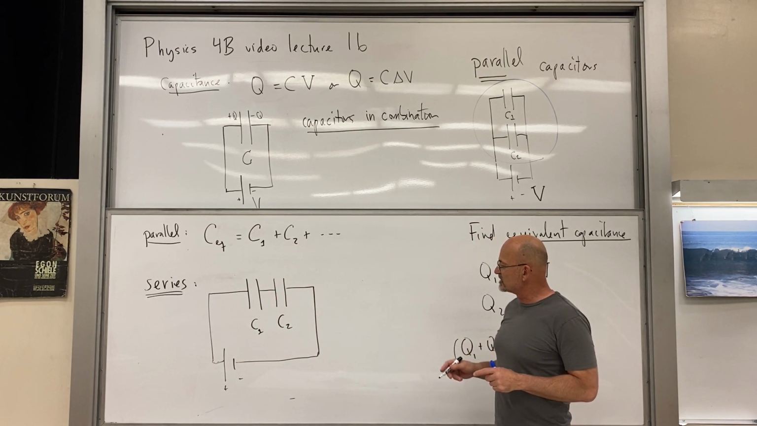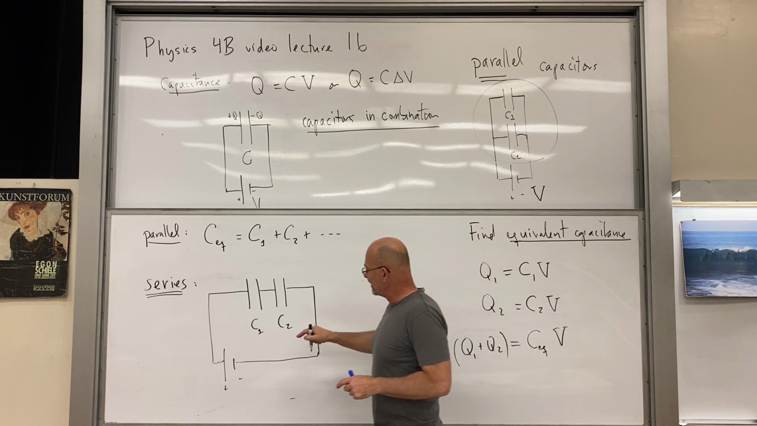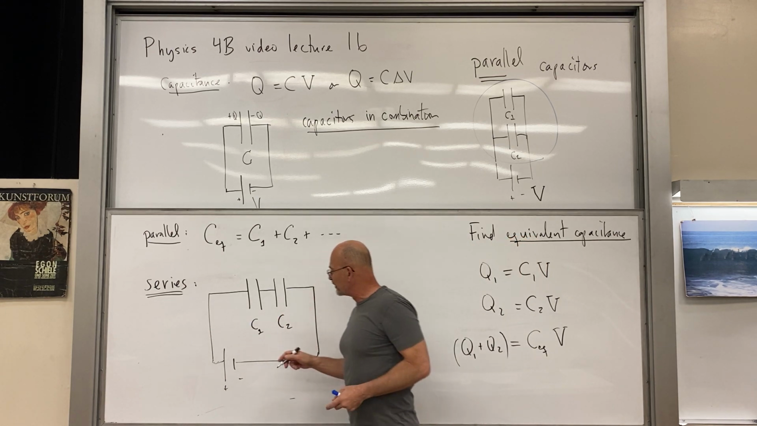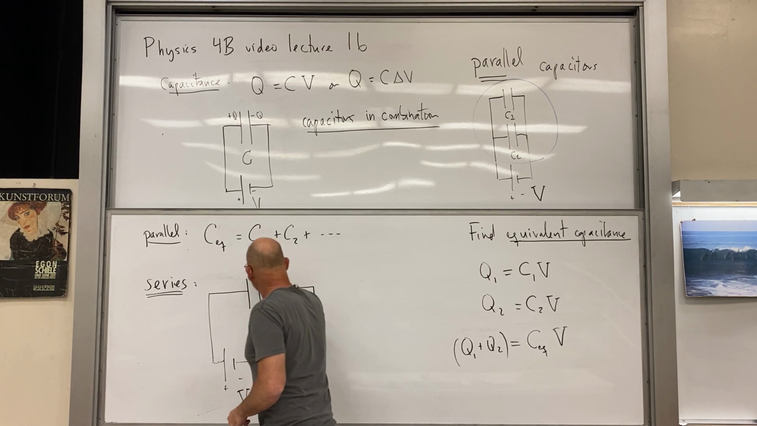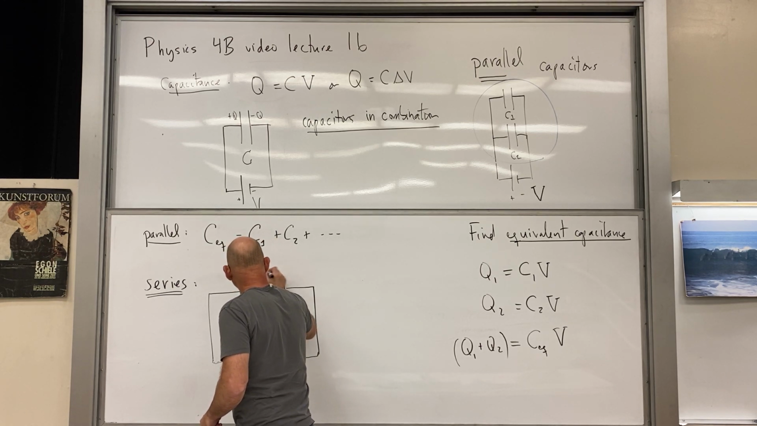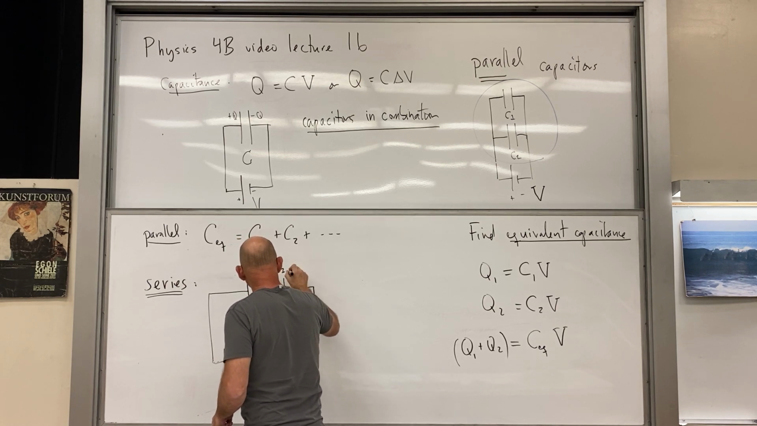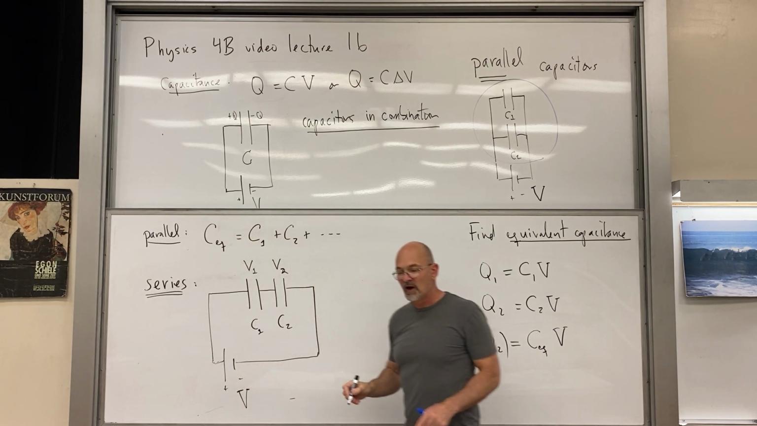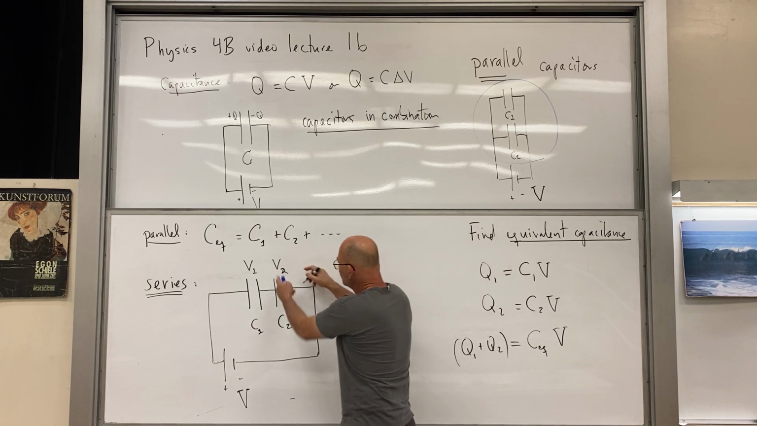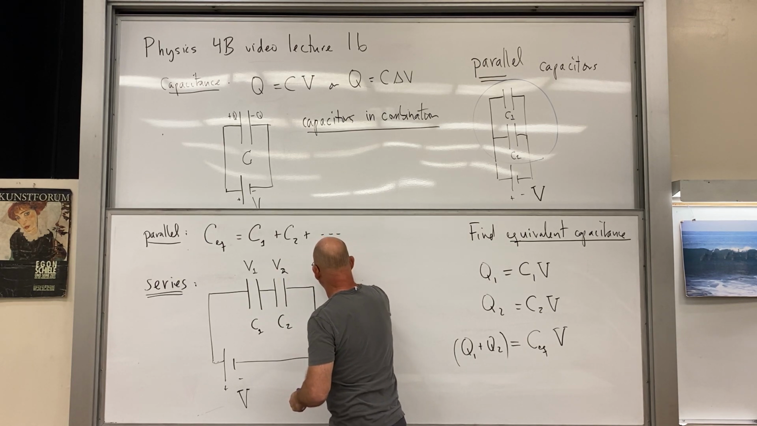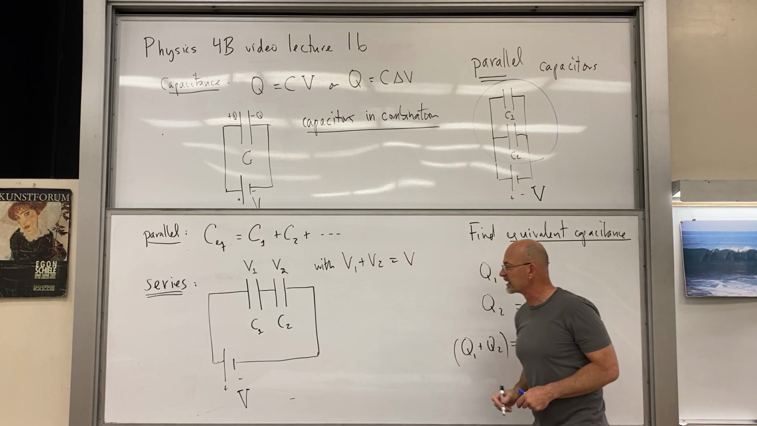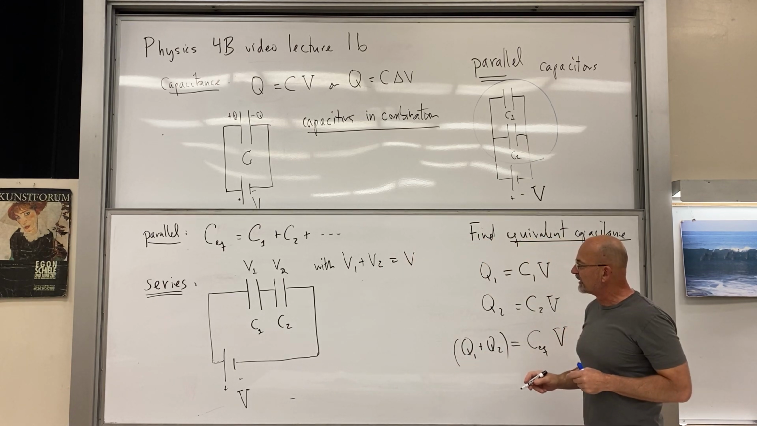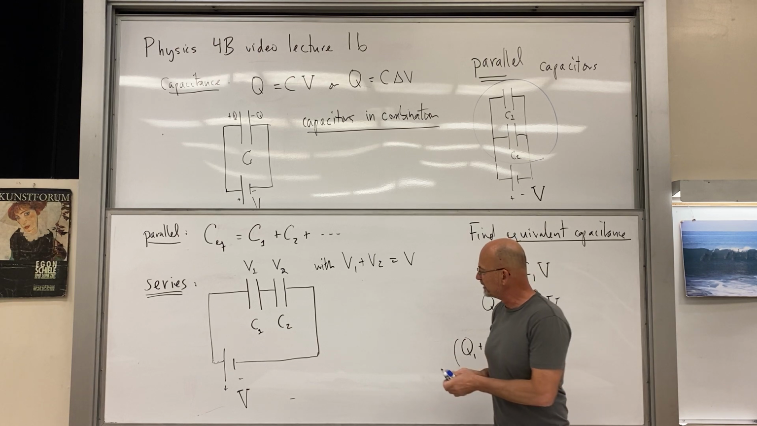So here the situation's interesting because they no longer have the same voltage across them. If this is V here, there's going to be a voltage V1 and a voltage V2 across them, such that these two voltages, V1 plus V2, equal V. Okay. So that's the first point to be made.